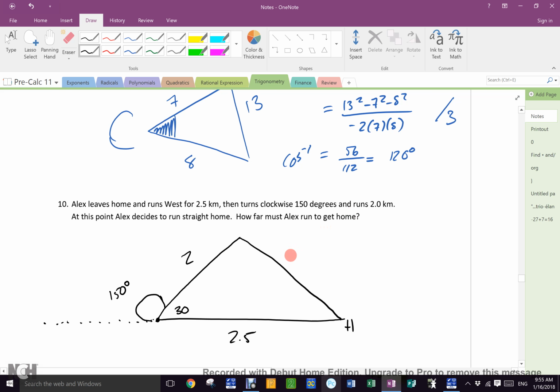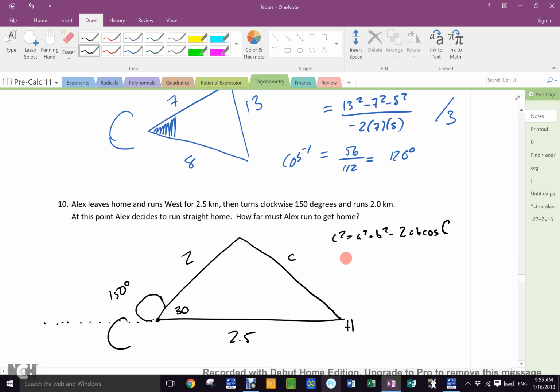This is what I don't know. So what letter should I give it? Lil c. And then I solve from there. That makes this guy big C. Right? So c squared equals a squared plus b squared minus 2ab cos C. Right? Then I just punch it all in.